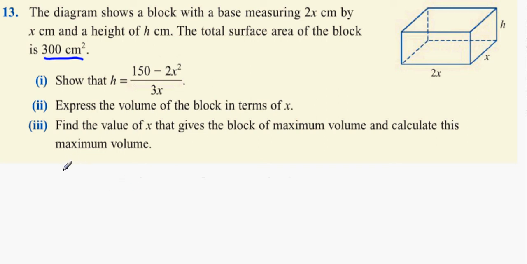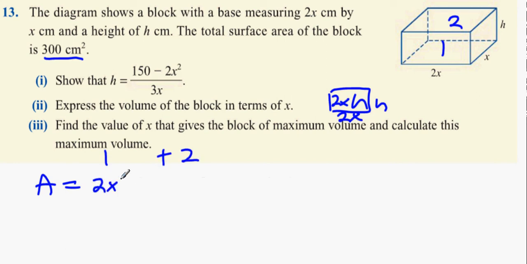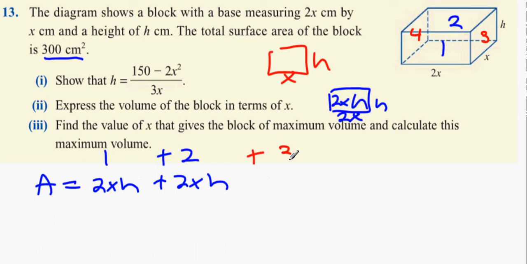Well, like last time, we're going to get a surface area. So area equals area 1 plus area 2. Area 1 and area 2 are 2x across and h up, which gives us 2xh. So 1 plus 2 is going to be 2xh plus 2xh. The next ones are area 3 and area 4, which are the same, and they are x by h. So you're going to get plus xh plus xh.